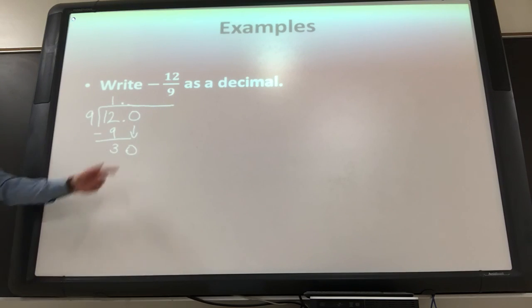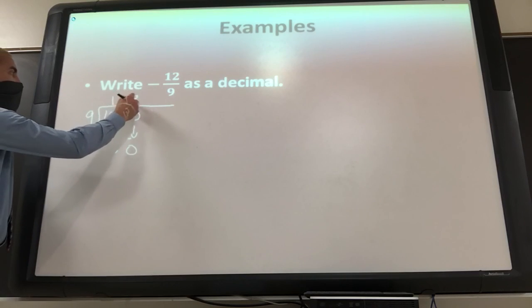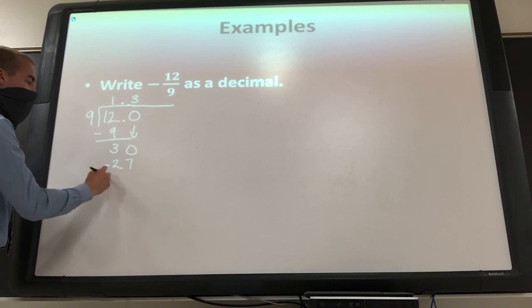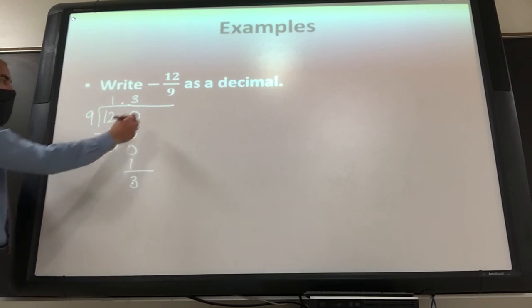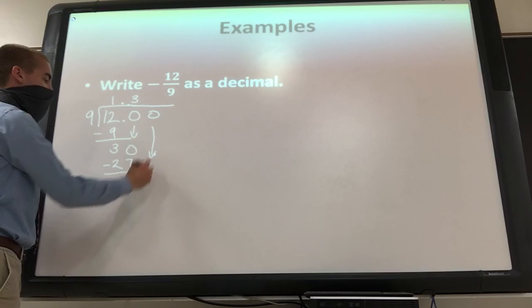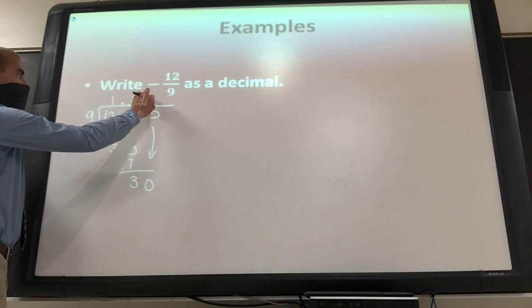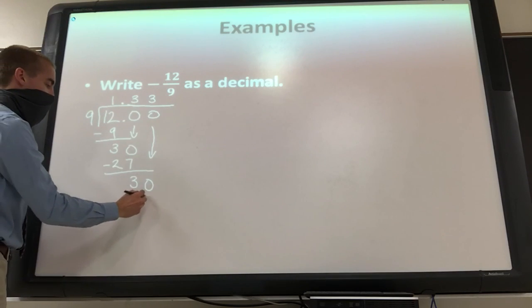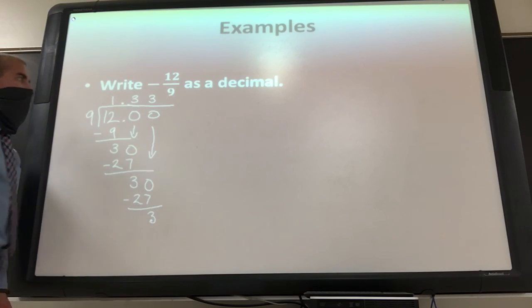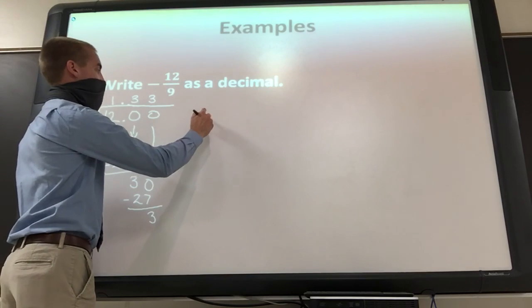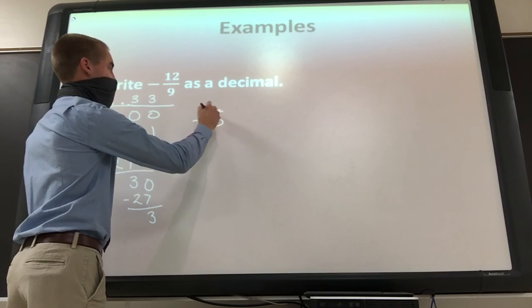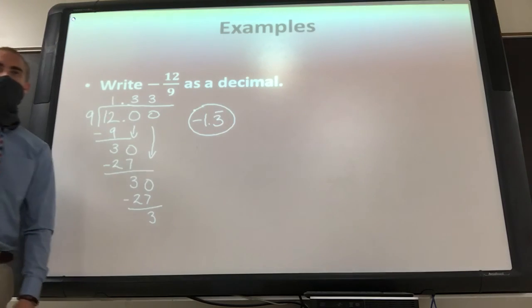Then we can pull down this 0. So 9 goes into 30 3 times. Subtract 27. We're left with 3. Let's see if this ends up repeating. Pull down your 0. 9 goes into 30 3 times. Subtract 27. And so it is going to end up repeating. So our answer is going to be negative 1.3 with the 3 repeating.